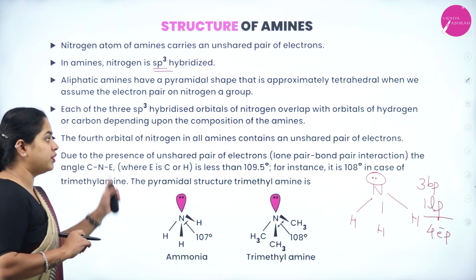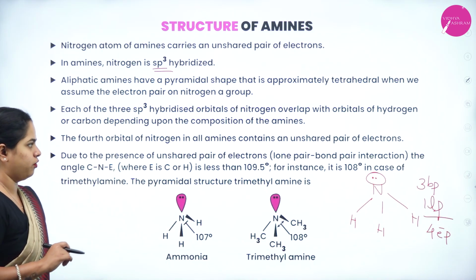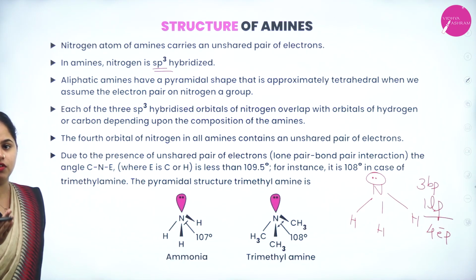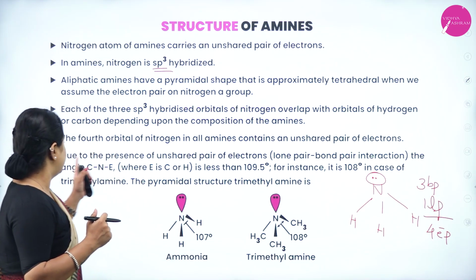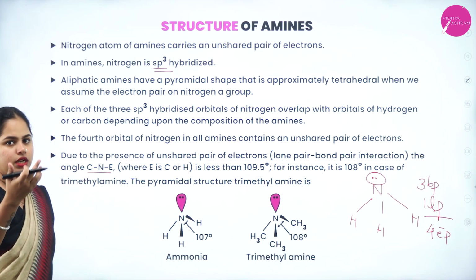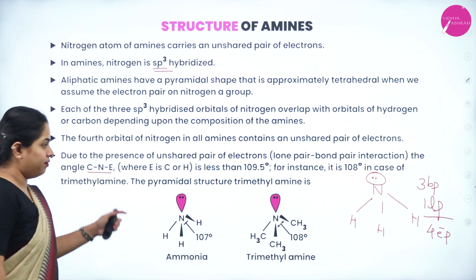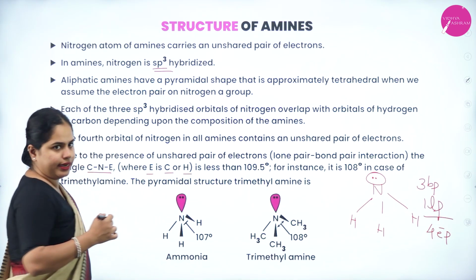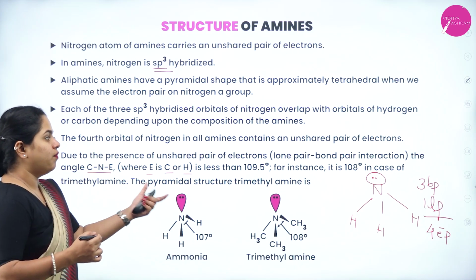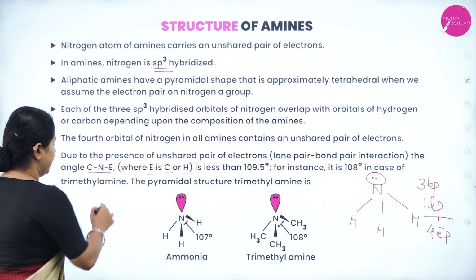Due to the presence of this unshared pair of electrons, that lone pair of electrons, lone pair-bond pair interactions will be there. We have studied VSEPR theory, all right. Yes, the angle between C and E, that means carbon and nitrogen, and E, wherein E is the carbon or hydrogen, is less than 109.5 degrees. For instance, it is 108 degrees in the case of trimethylamine.